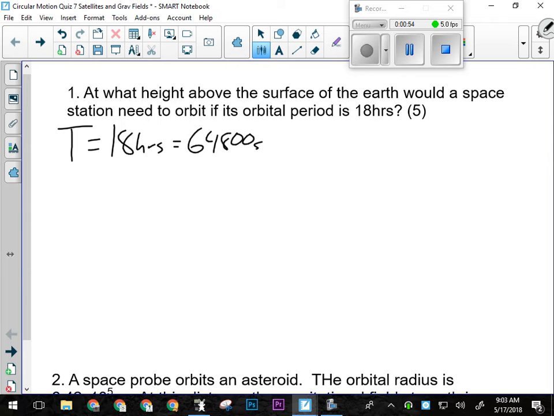And that's the only thing that we're given, except that we know it's orbiting the Earth, so we know the Earth's mass is also part of this. So give them a mark for their givens and doing the conversion to seconds. Whether they did that or not doesn't matter. Okay, so it's a satellite.